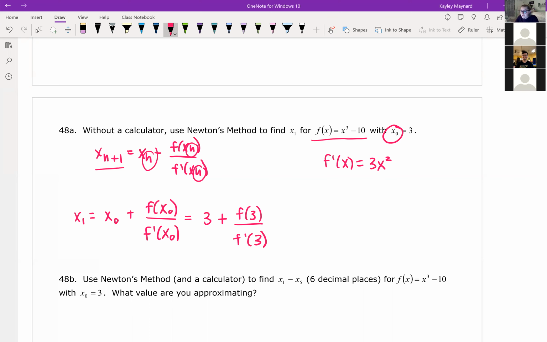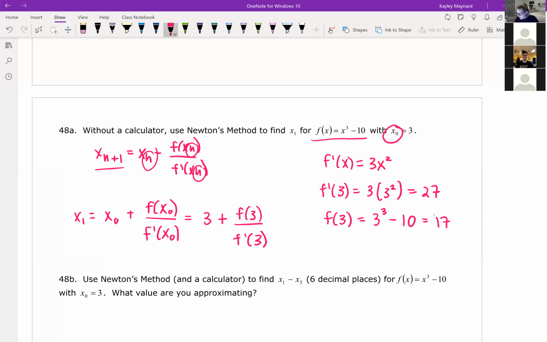Okay, and then to go ahead and finish plugging in things to Newton's method, I need f of 3 and f prime of 3. So we'll do f prime of 3 first. And f prime of 3 would just be 3 times 3 squared, which is going to give you 27. And then we also need f of 3. So f of 3 is equal to 3 cubed minus 10. And that's just going to give you 17.